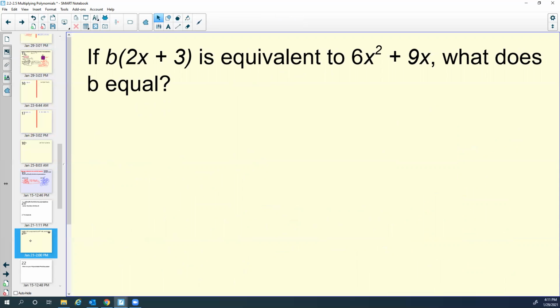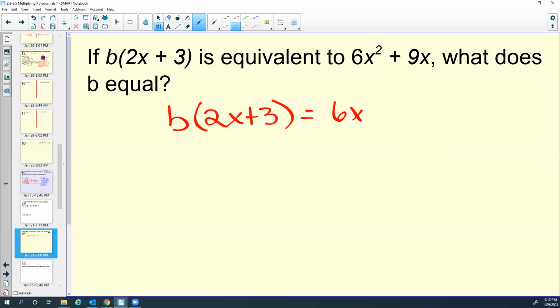All right, last thing as part of this note is, if b times 2x plus 3 is equivalent to 6x squared plus 9x, what does b equal? So we're trying to figure out what multiplies with 2x plus 3 that gives you 6x squared plus 9x. If it helps, write it out like this so that way you can see it a little bit better. And then just basically think about it like this. b times this equals this first piece.